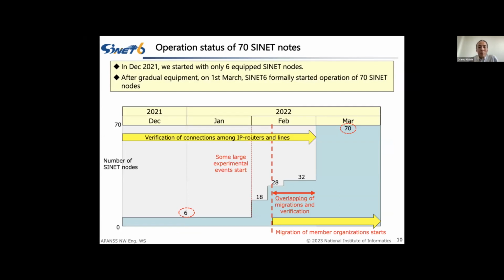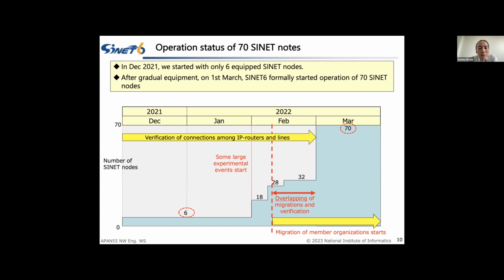This shows the implementation of the SINET nodes. We constructed more than 70 SINET nodes. The x-axis shows the timeline and the y-axis shows the number of SINET nodes. So we started the verification of connection among IP routers and lines at the end of December 2021.